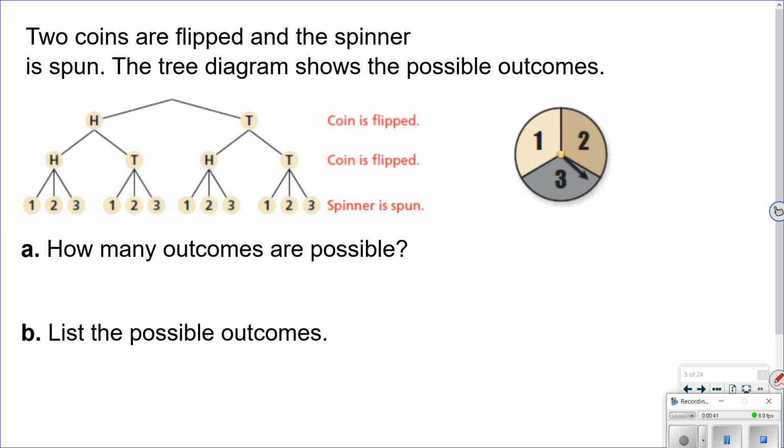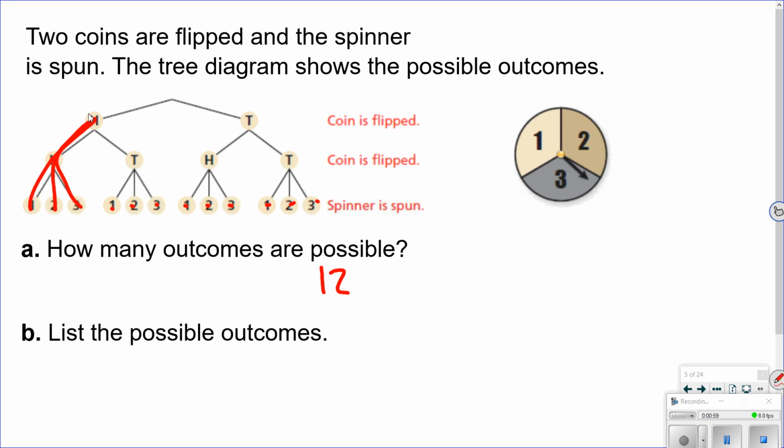situations. So this one says 2 coins are flipped and a spinner is spun. Tree diagram shows the possible outcomes. How many outcomes are possible, right? So I could get heads, heads 1, heads, heads 2, heads, heads 3. There's 3, 4, 5, 6, 7, 8, 9, 10, 11, 12. So there's a total of 12 possible outcomes.